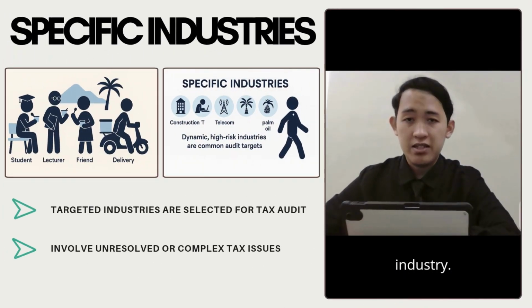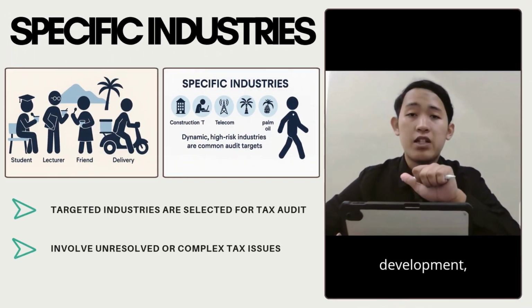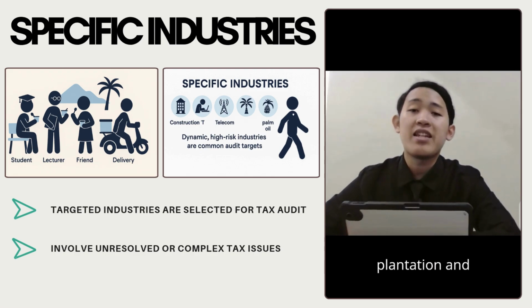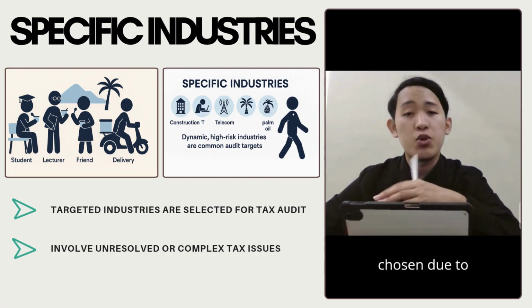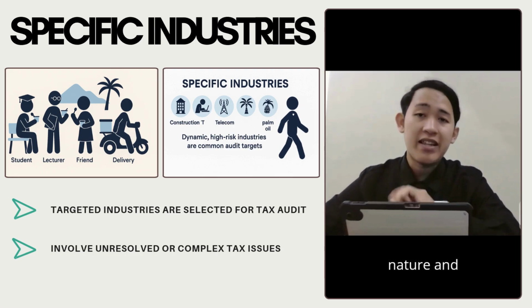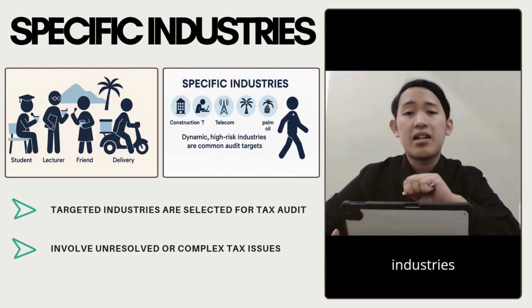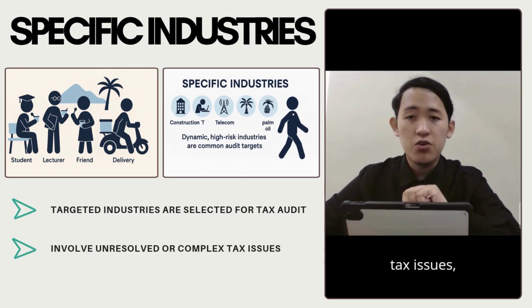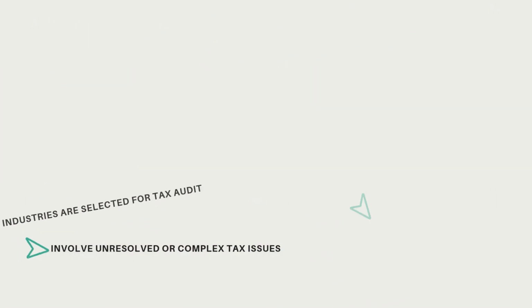Next is specific industry. Sectors like property development, construction, medical services, transportation, plantation and telecommunication are often chosen due to their high evolving nature and higher tax risks. These industries also tend to have complex or unresolved tax issues, making them a focus for the IRB.